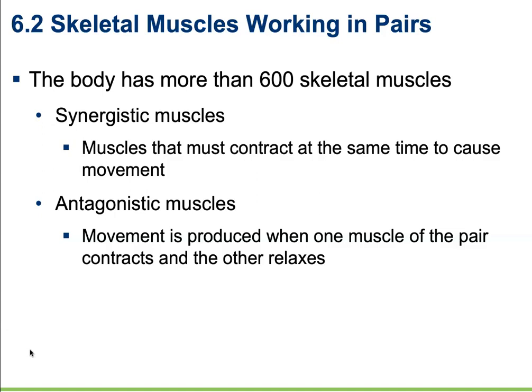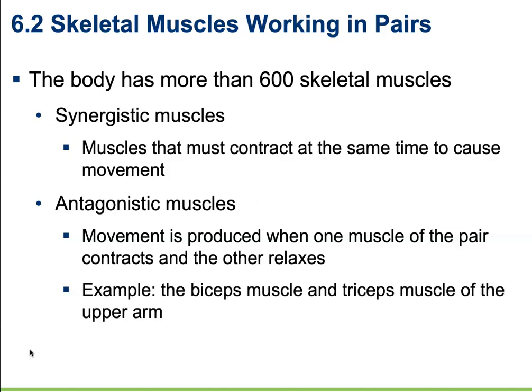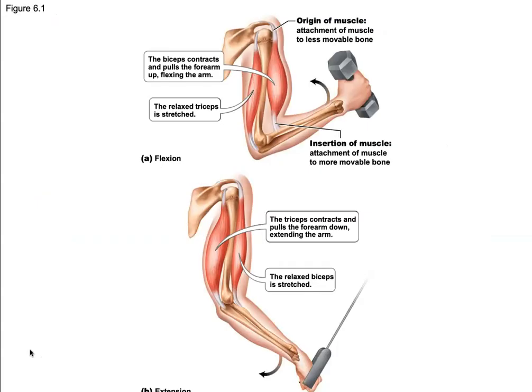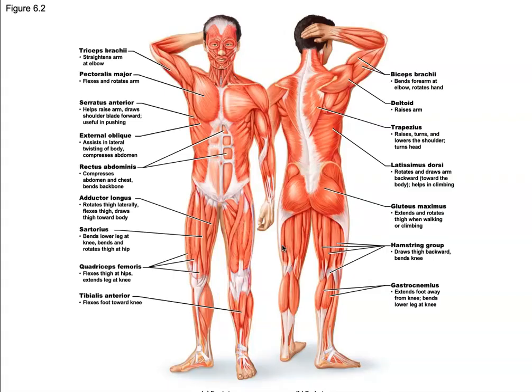When your tricep is contracted, your bicep is relaxed. Example, the bicep muscles and the triceps of the upper arm. And here's a great example of that. The bicep contracts and pulls the forearm up, flexing the arm. The relaxed tricep is then stretched. The triceps contract to pull the forearm downward, extending the arm, and the biceps relax and are stretched. And so that's sort of how the antagonistic muscle pairs work.